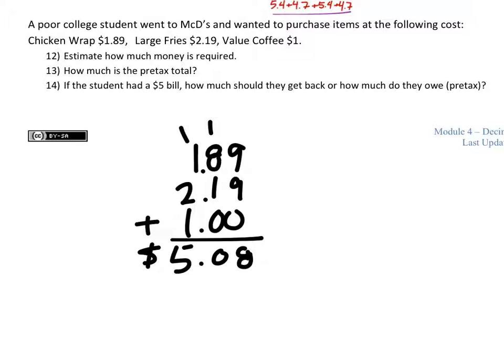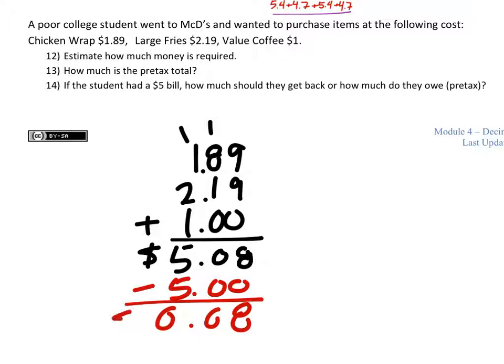Because sometimes in our minds we think, oh, well, what is the pre-tax total? Well, you found it already, okay? So, sorry about that, us math nerds. We got to do that stuff. Well, if we had a $5 bill, how much should they get back, or how much do they owe pre-tax? Well, if we subtract the $5 out of that, 8 minus 0, 0, 0. Looks like they're short 8 cents. Now, of course, you may not have needed the math to do that, but it's always nice to show some work.